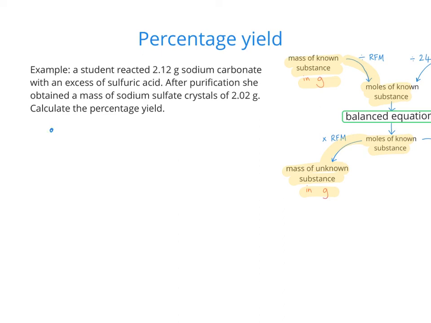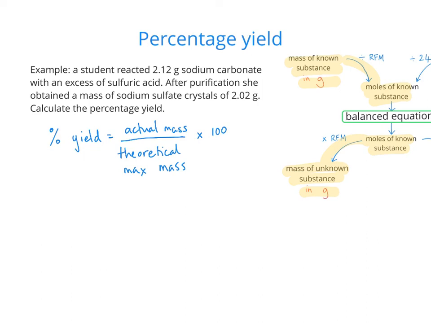So percentage yield equals my actual mass, so how much mass I got out from a reaction, divided by a very beefy phrase here, theoretical maximum mass, times by 100, because it's percentage. So when you're doing percentage yield, how does that relate to what we've just been doing?